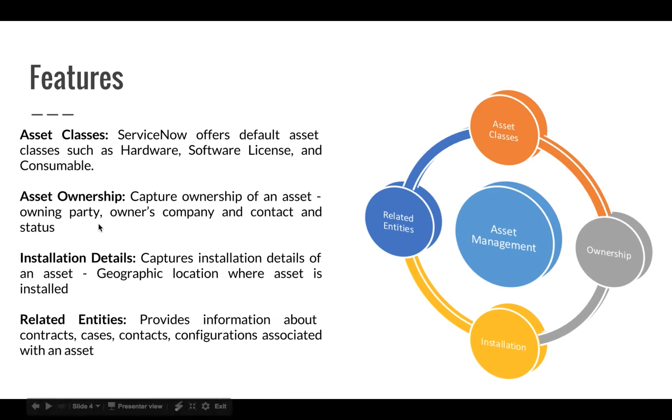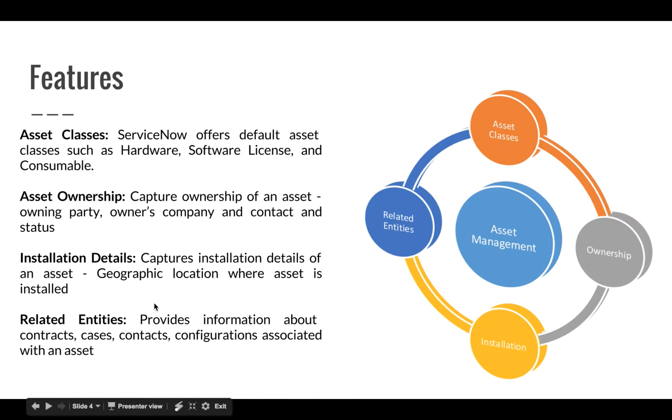Asset ownership helps you in keeping track of the multiple parties related with the asset. For example, asset owner, ship to customer, bill to customer, status of the asset, etc. Installation details capture location information related to the asset. An asset could be installed at a customer location or present in the inventory warehouse. Through the related list of entities, you can track cases, contracts, and entitlements associated with an asset.